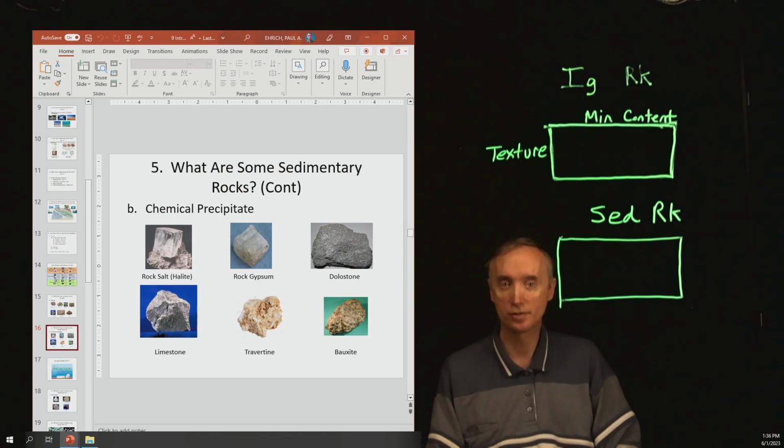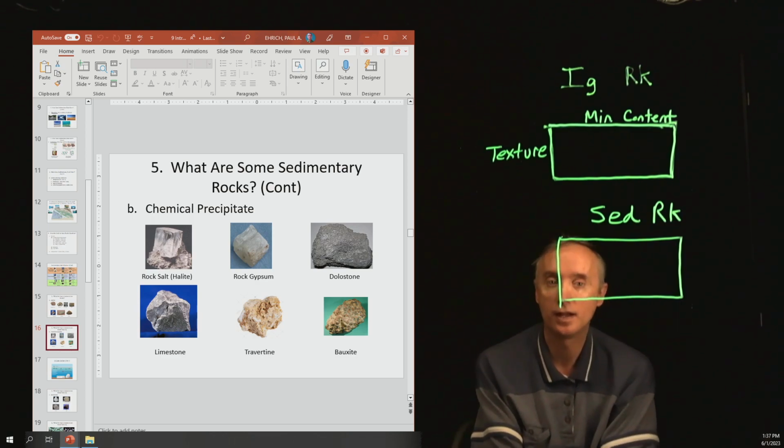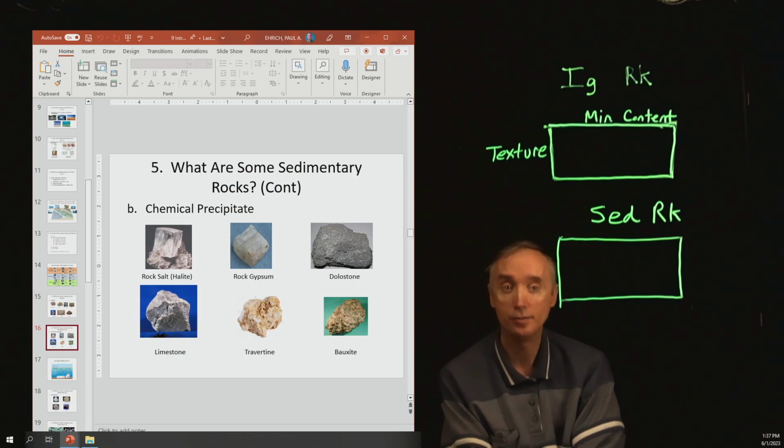Same thing for gypsum. Gypsum is going to come from an environment where evaporation has occurred. Okay, then the next kind is going to be limestone. Limestone is going to come from calcium carbonate that precipitates and then turns into limestone.